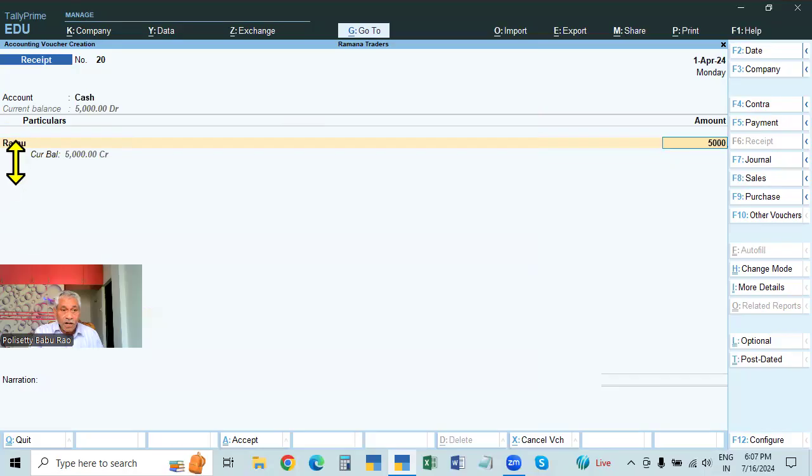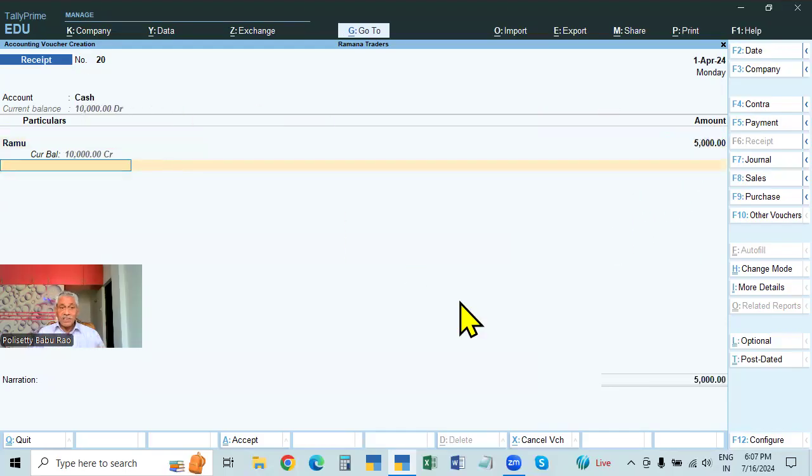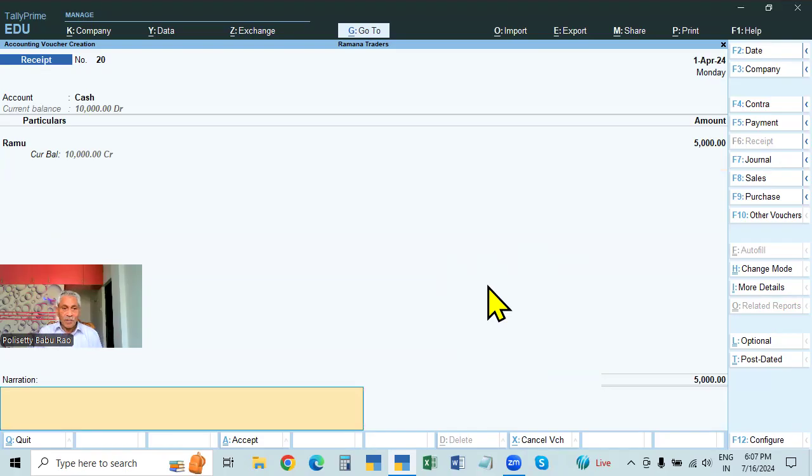Only one account is entered here, and one amount is entered. This amount will be taken for this account. That's all. This is why we enter only one ledger. That is why this is called a single entry. Previously, we were entering both; now we are entering only one. So come down here, and here again we type being cash received.